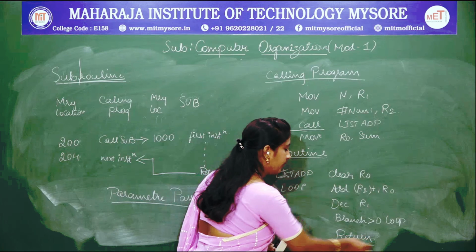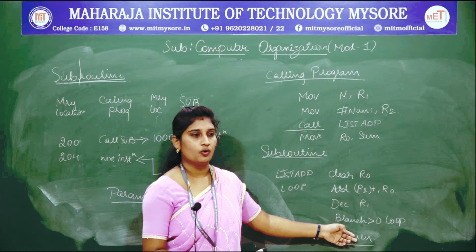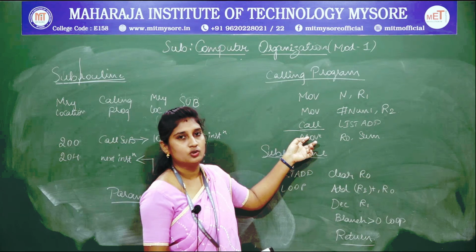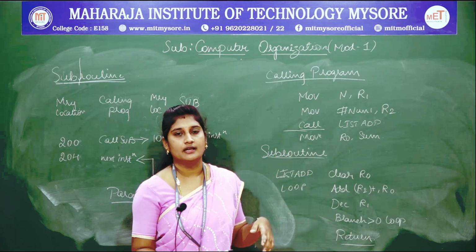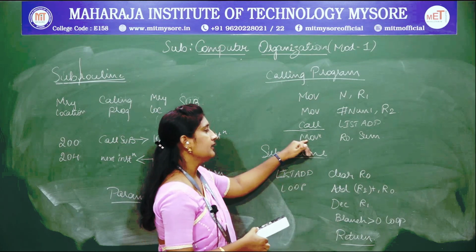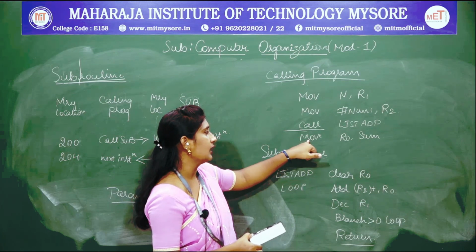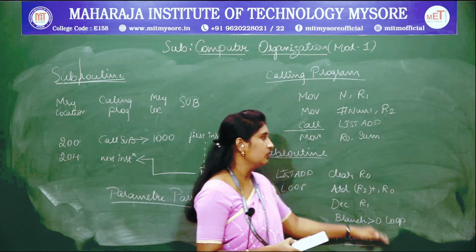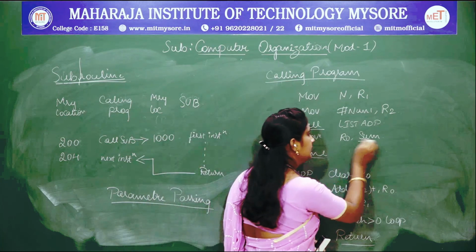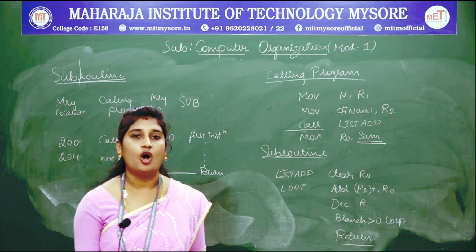As soon as I encounter my return instruction, it is understood that I have completed my subroutine program. I need to return back to the main program where it got halted, and I need to resume it. So in the link register, I will have saved the memory address where the main program halted. Next I will take that address and resume my main program, and whatever sum I have calculated here in R0 will be moved to another label called SUM. This is how your subroutine program operates.